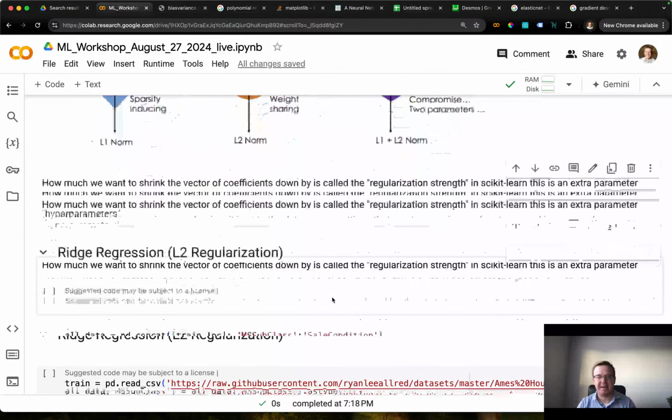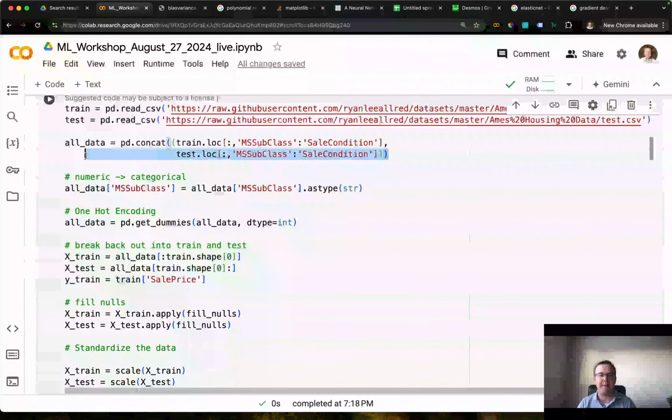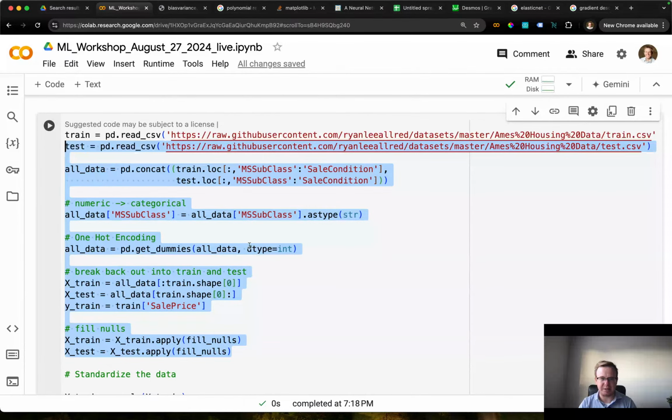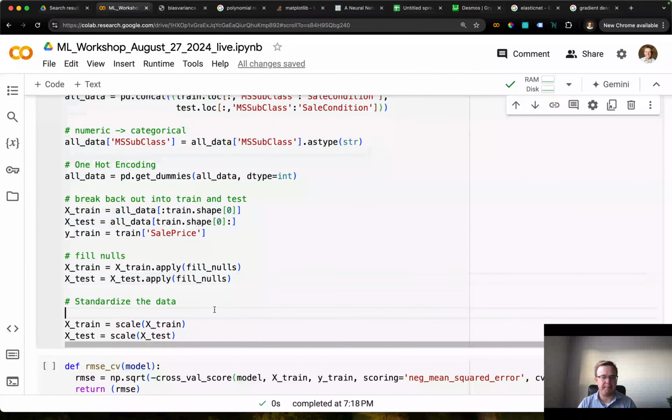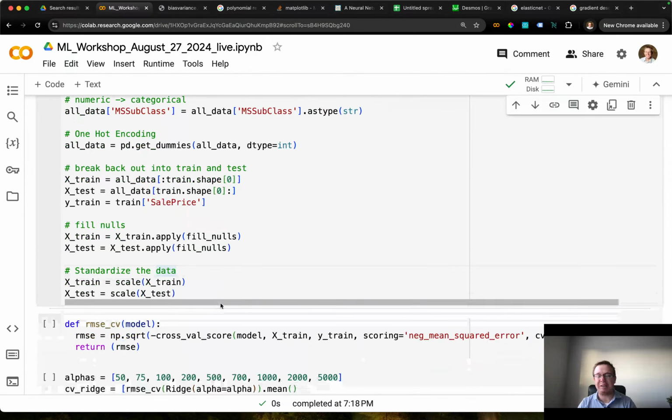Okay. So let me show you here. I'm reloading the train and test data. I'm making MS subclass categorical. I'm doing the one-hot encoding, breaking back out into train and test, filling the null values. This is all things we've done before. I'm going to do a little bit of an extra step here.